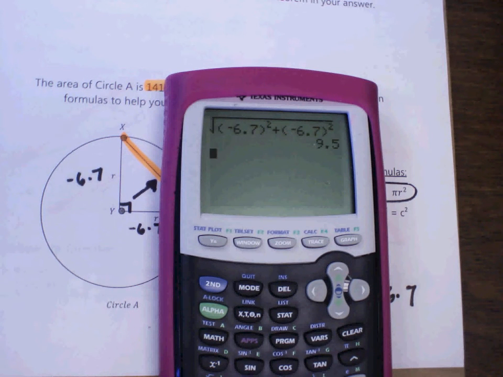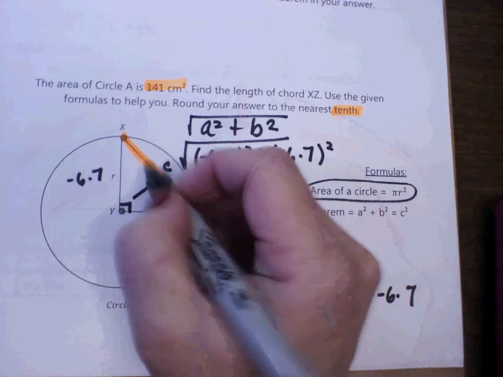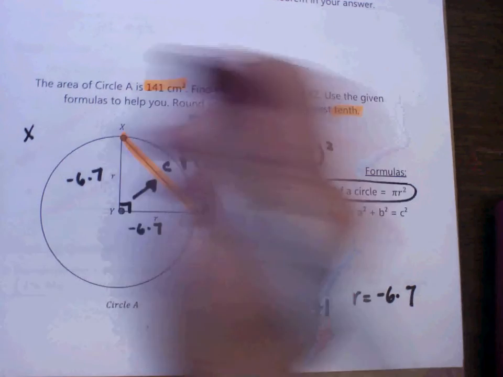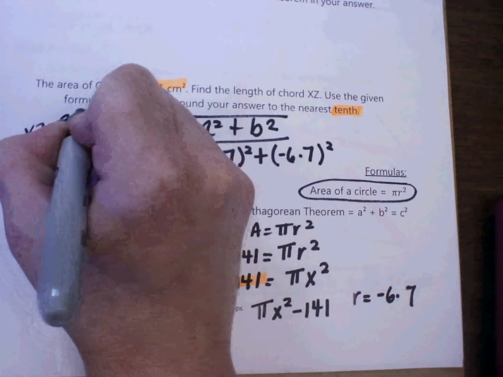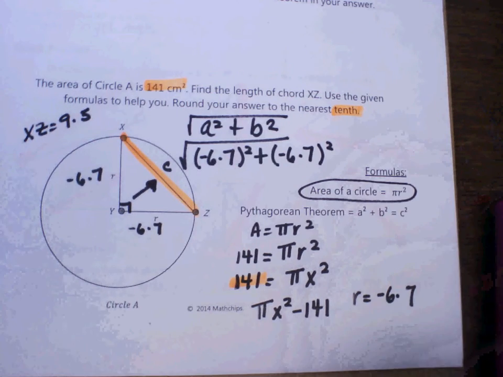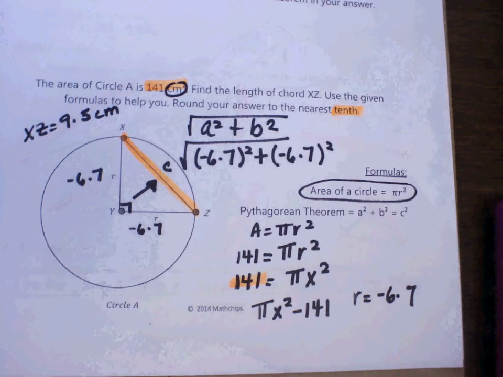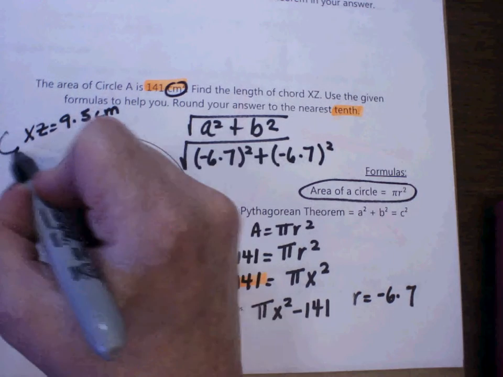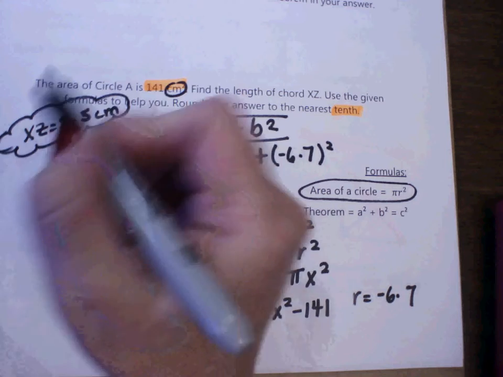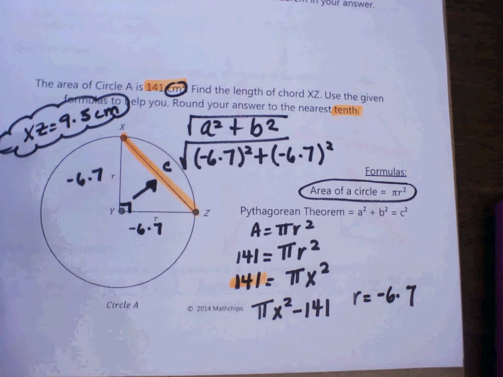All right, so what's my answer? 9.5. Very good. So XZ equals 9.5. And I don't have any, oh yeah, centimeters. There they are, centimeters. So this is my answer. All right, go ahead and put that in your notebook.